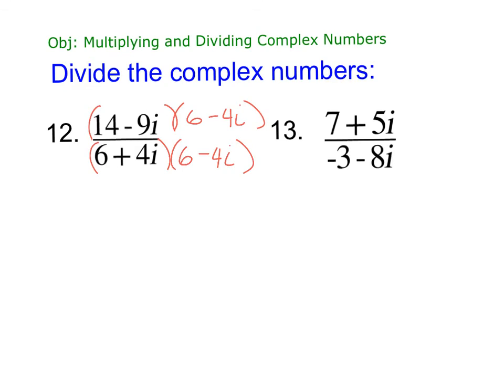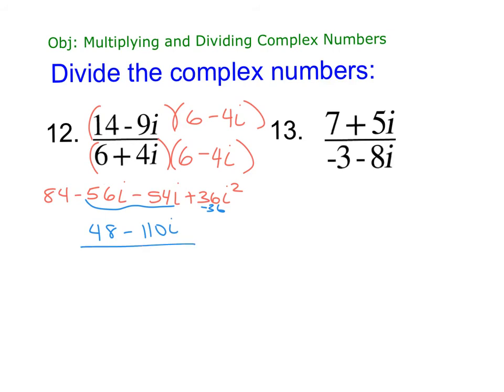So let's do that. 14 times 6 is 84 minus 16i. Nope. 14 times 4 is not 16. Just kidding. It's 56. 56. And then minus 54. That's where I got the 54. Plus 36i squared. Put those together. This becomes -36. 84 minus 36. Using my calculator just in case. So 48 minus 110i all over.